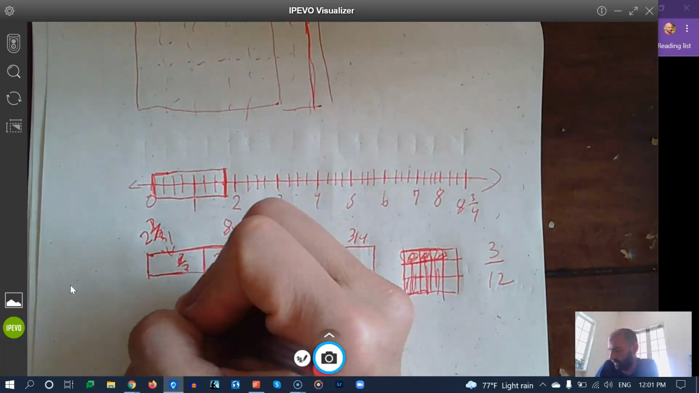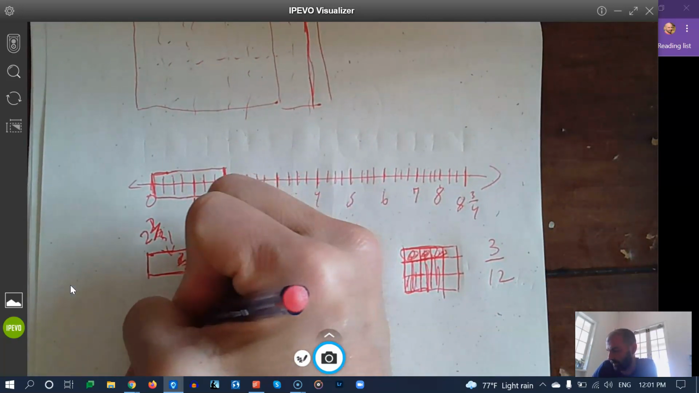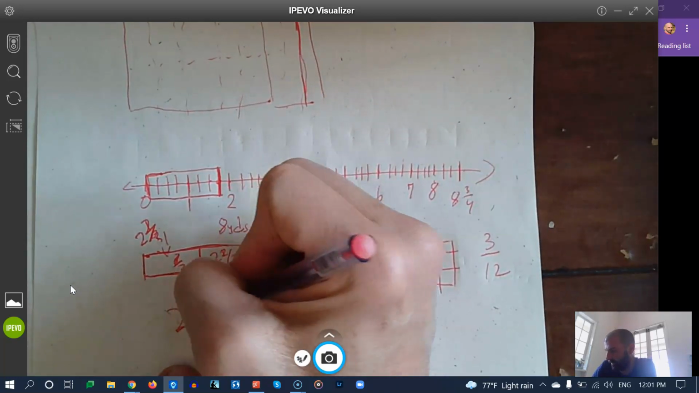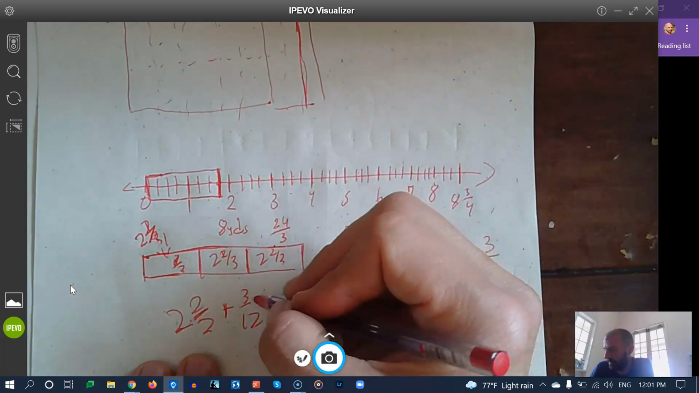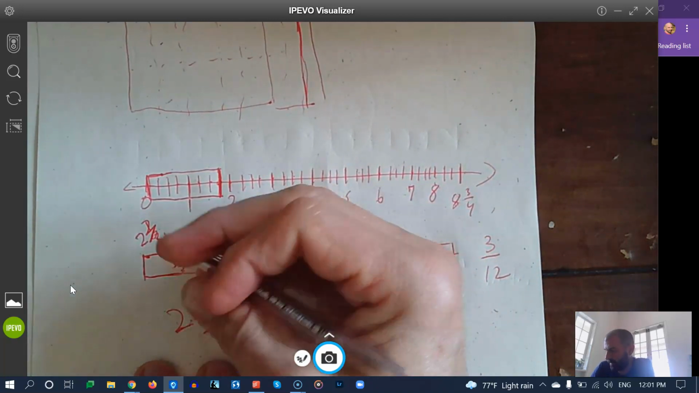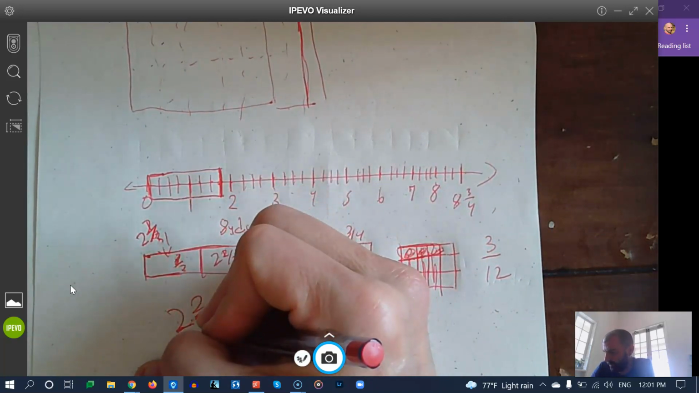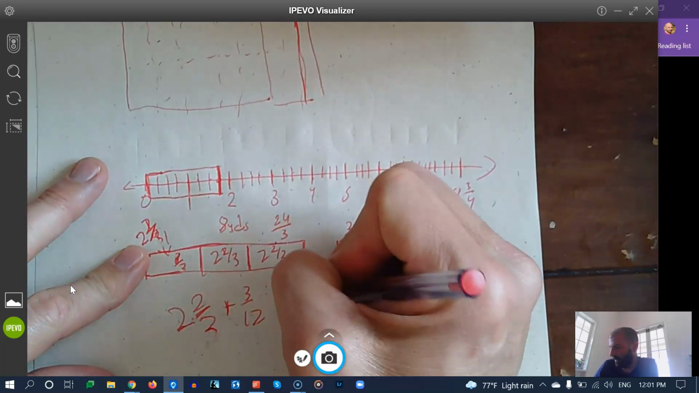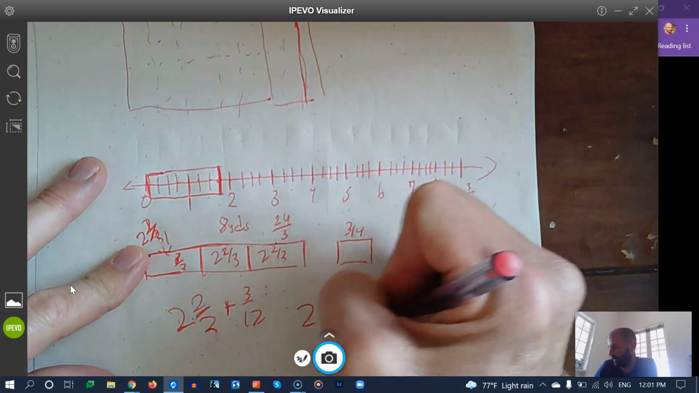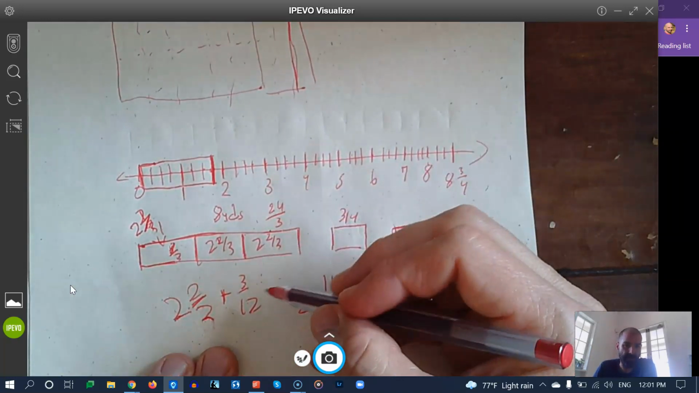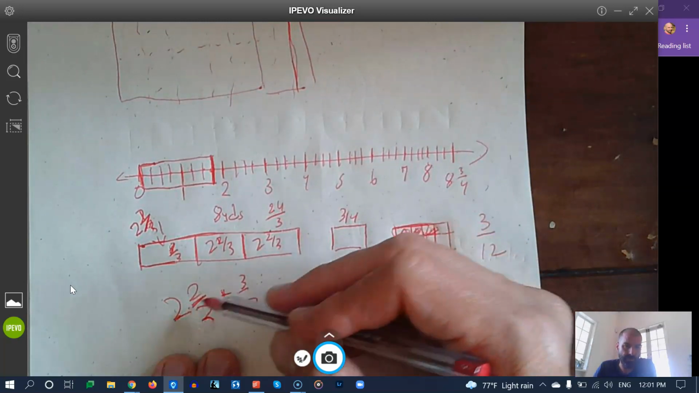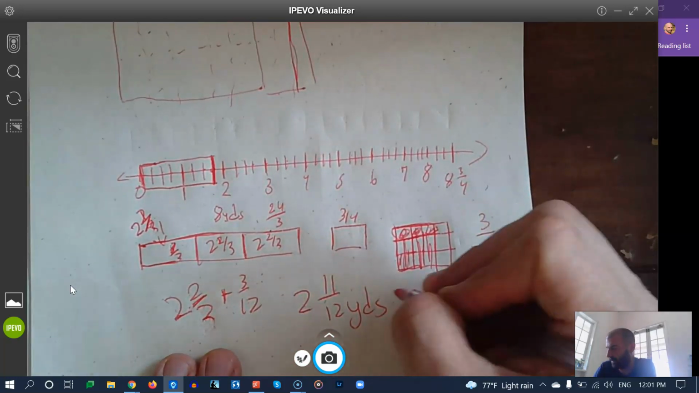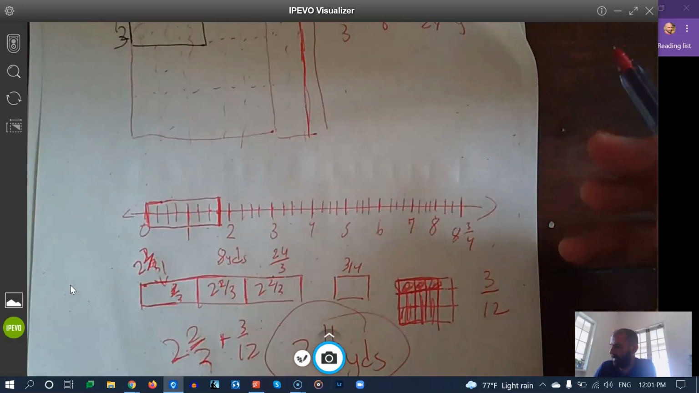So now I have 2 2/3, and this is a pretty difficult problem. 2 2/3 plus 3/12. So I have to get this to 12ths. 2 2/3 is what? 8/12. So that's going to be 2 11/12 yards per ribbon. How did I get that? To change thirds into 12ths, I would need to multiply by 4. So this is 8/12 plus 3/12. So 2 11/12 yards.